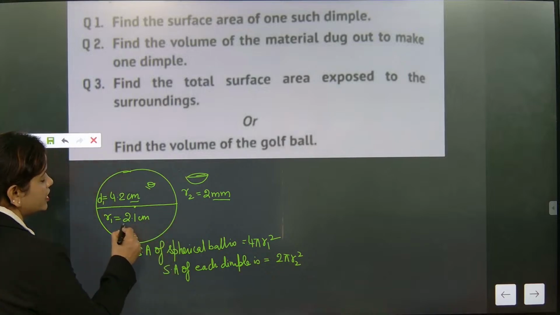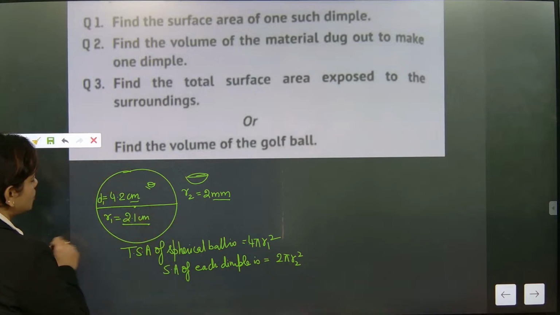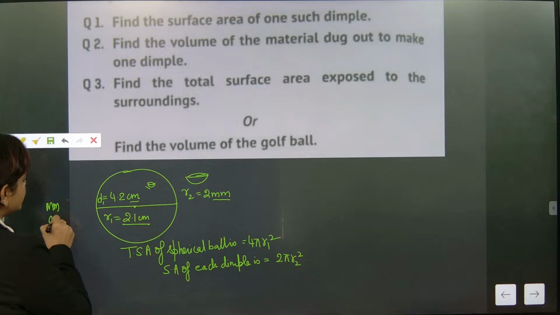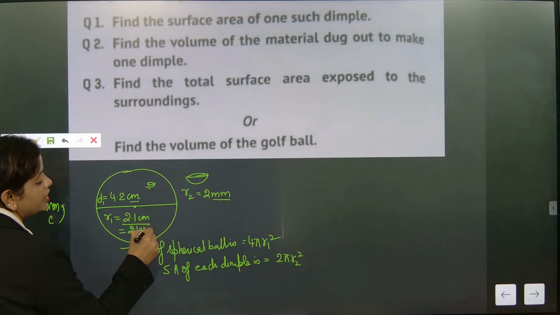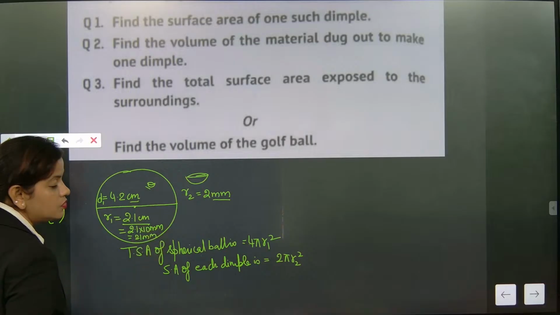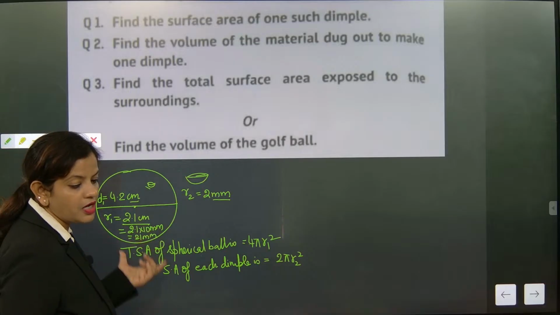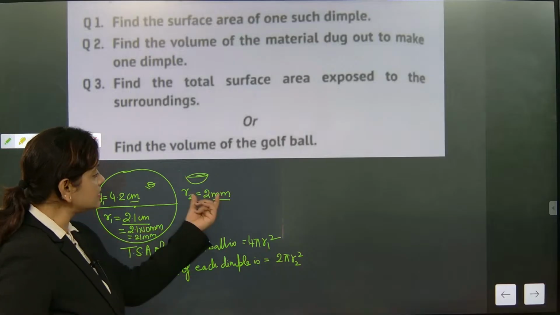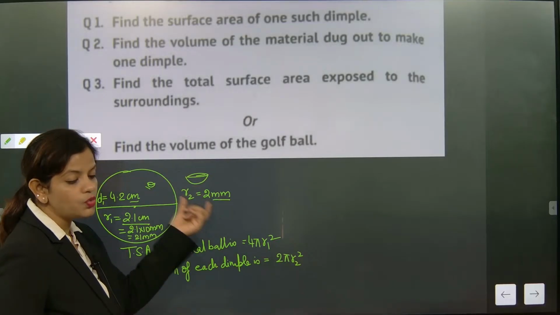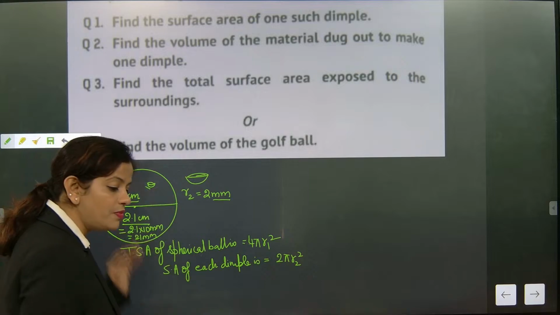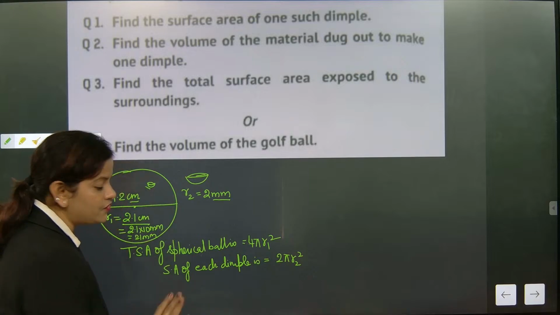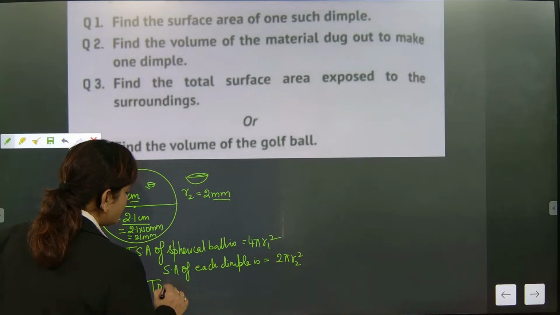So here the radius given is 2.1 centimeter. Now we know that centi means, if you convert this into millimeter, it will become 2.1 into 10 mm. So this will become 21 mm. Now the radius of the spherical ball will become 21 mm, and the radius of the dimple is 2 mm. So now everything is matchable. Now how many such dimples do we have? 315 such dimples are there. So the total dimples present is 315.